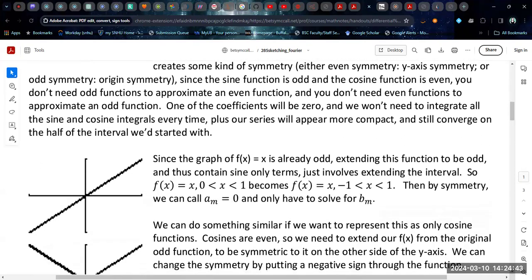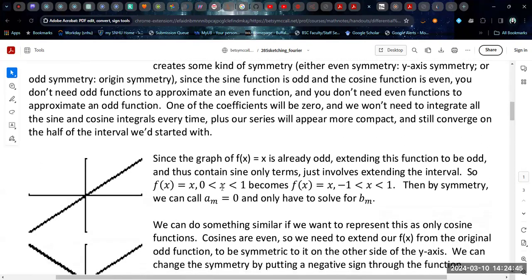Since x is already odd, then one option that we have is to simply continue x through that entire interval so that it is defined on -1 to 1. Then all the coefficients for cosine are going to be 0 because this is an odd function and not an even function, and not a neither where we have to do combinations of both. So we will only have to solve for the coefficients that involve the sine.